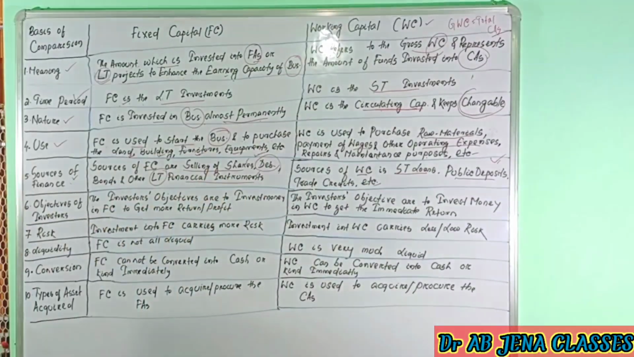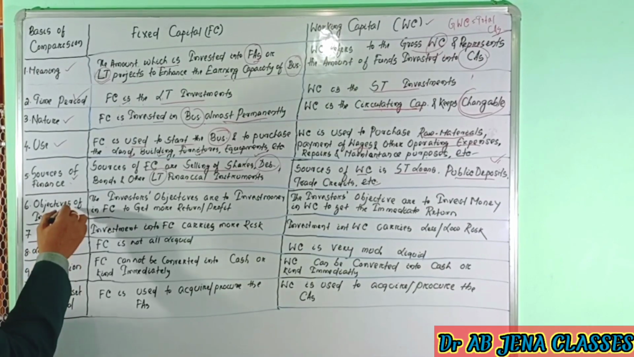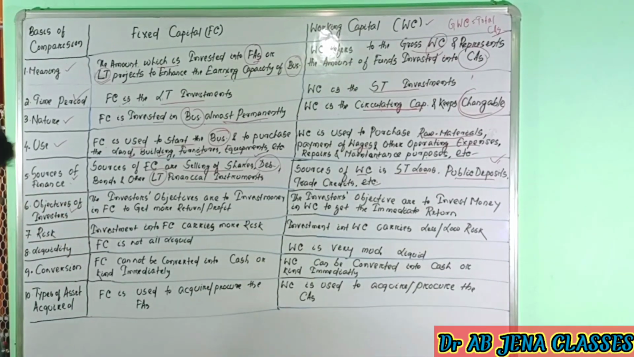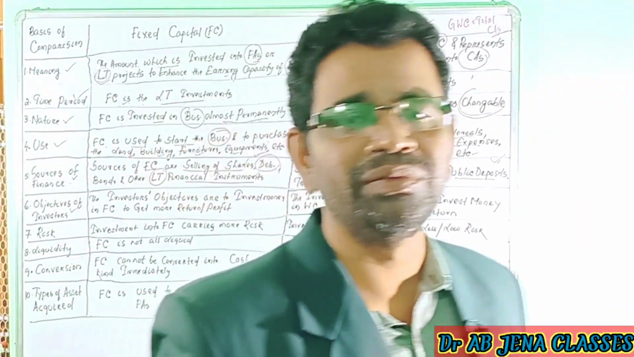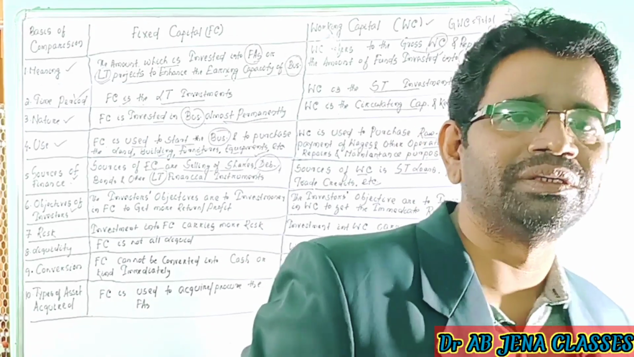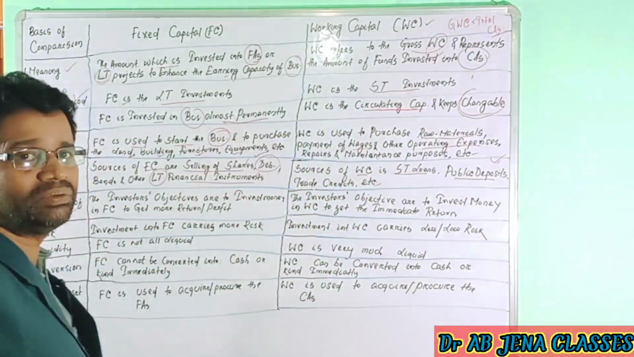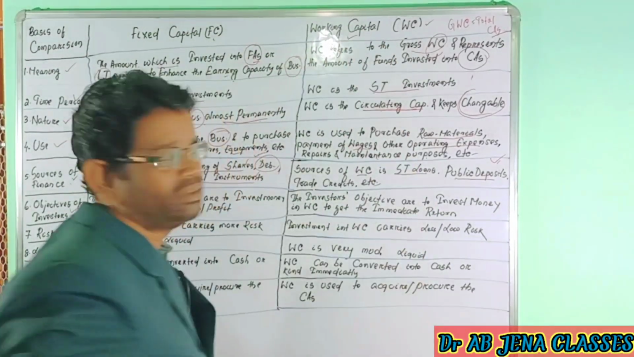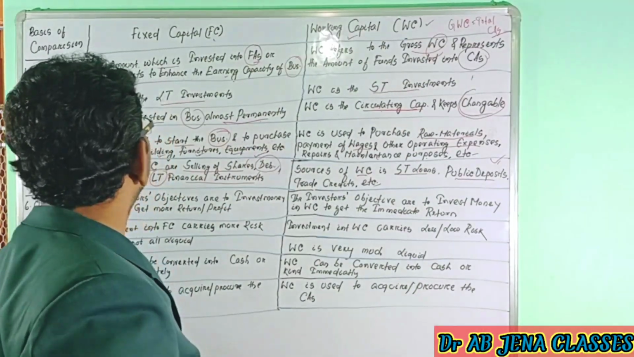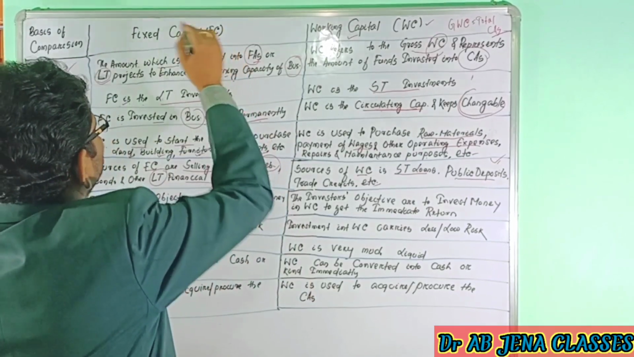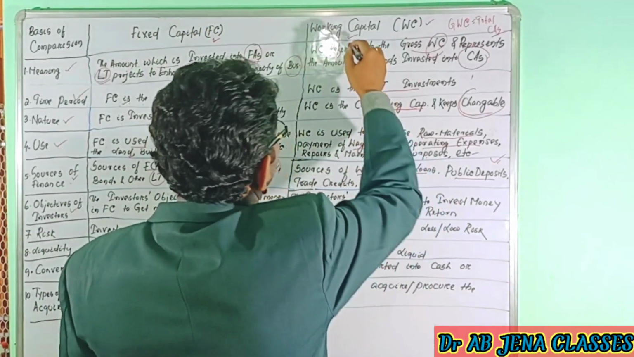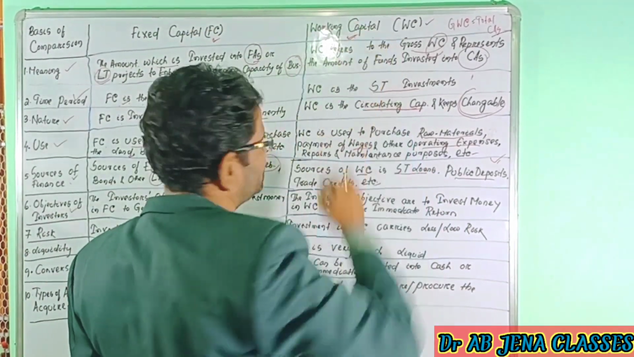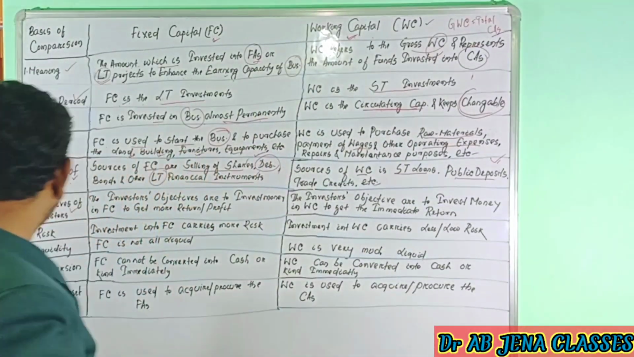So next basis of comparison is the objectives of the investor. Let's take an example. You are all the investors. So what would be your objectives if you will put your money in fixed capital, or you will put your money in working capital? So what would be your objective?